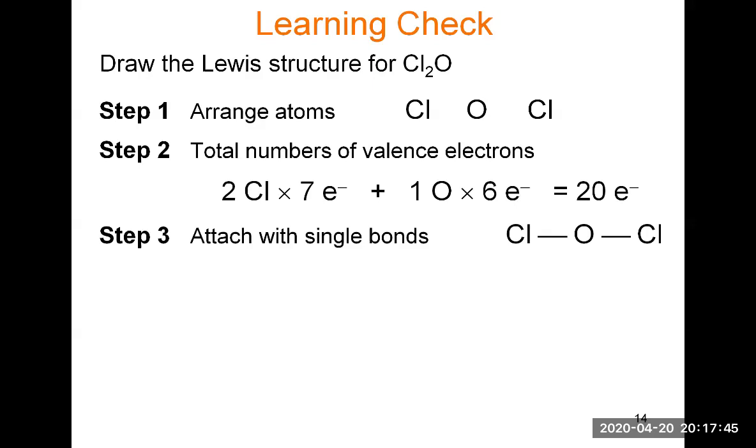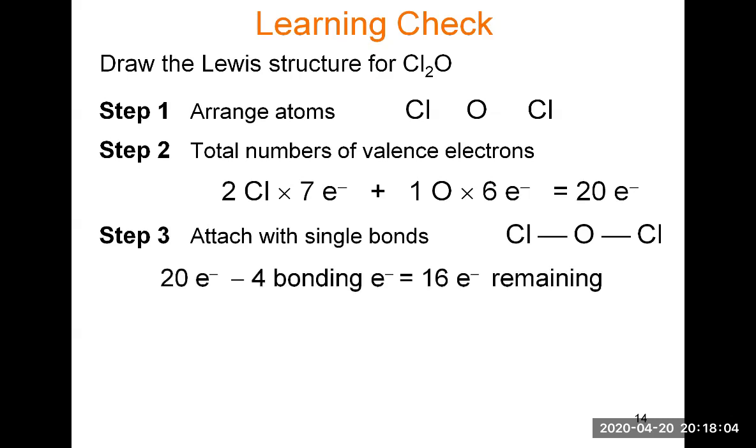So first you will attach the atoms together with single bonds. So you put a line between Cl and O and Cl. And that is using 4 electrons because 2 bonds and each bond has 2 electrons. So that's 4 electrons there. So you subtract that from your total, 20 electrons minus 4 bonding electrons. That's 16 electrons remaining.